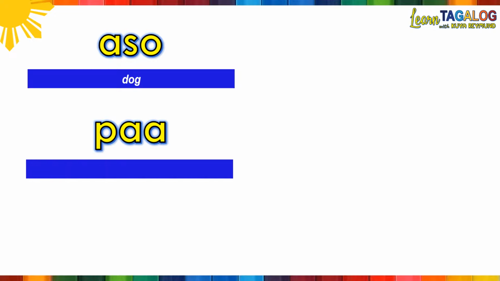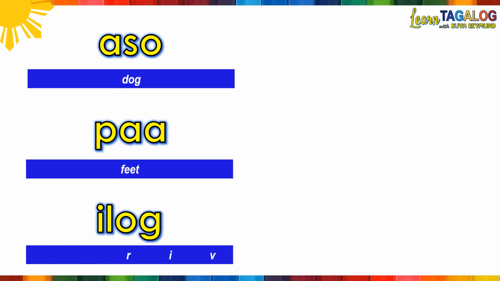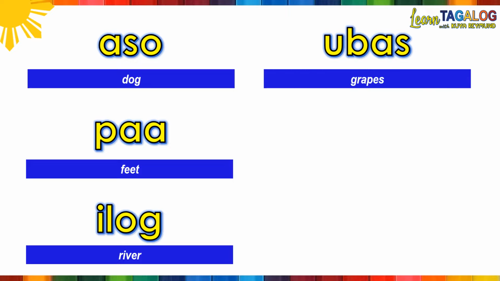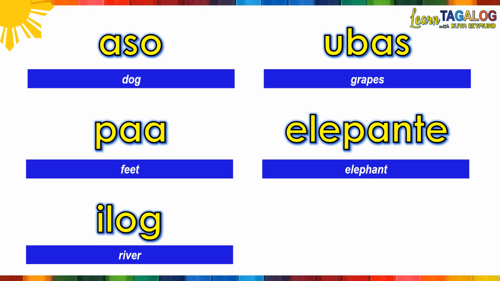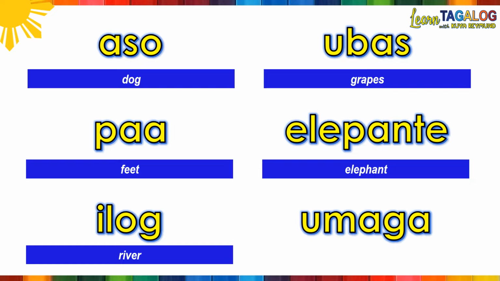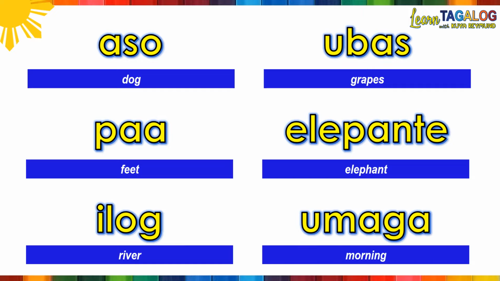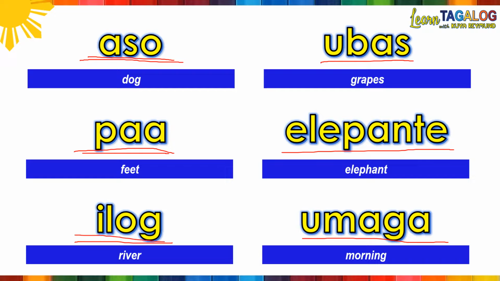Next is paa. We also have ilog. Next is ubas. We also have elepante. Next is umaga. Again, let us read aso, paa, ilog, ubas, elepante, umaga.